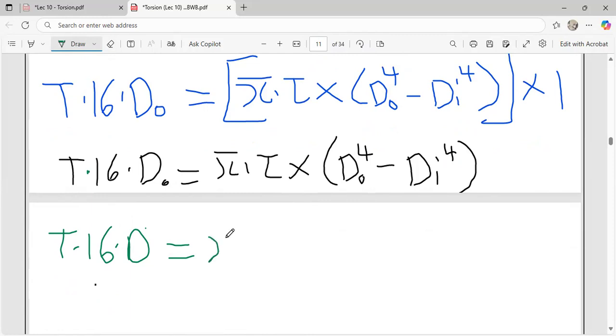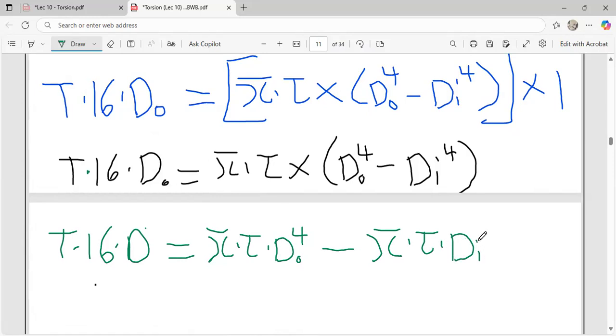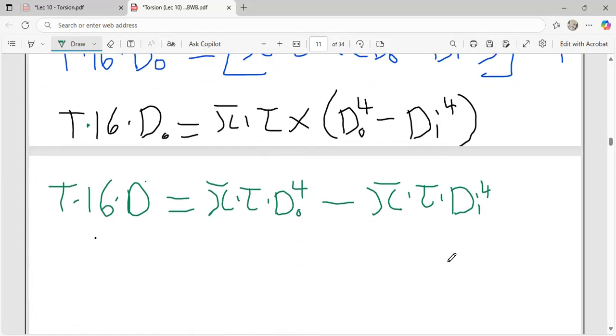Pi times tau, I'm going to multiply our external diameter exponent 4. And these people that are outside are still going to multiply the other one, minus pi times tau, all multiplying the inner diameter exponent 4. So from here, the next thing we are supposed to do is just what?